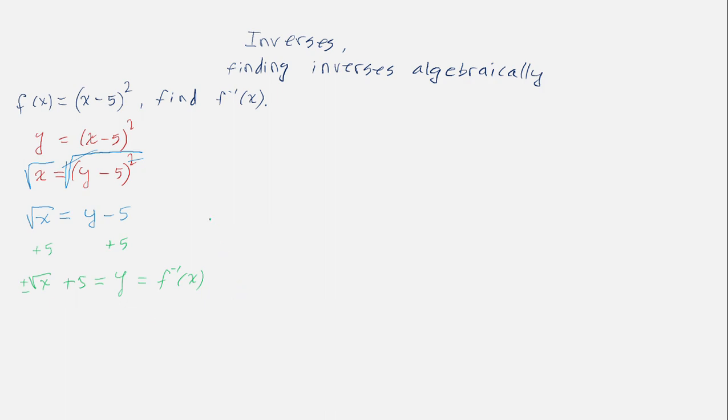So to find an inverse, what we need to do, make x and y change places as we did right here, and then we solve for the new y, and then that's what we got right there. So that's our inverse.